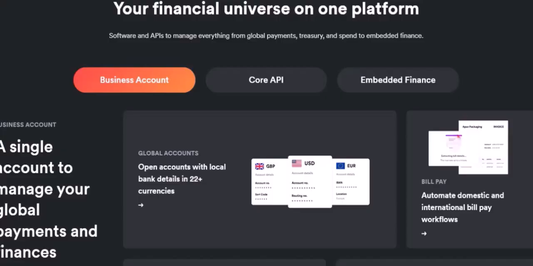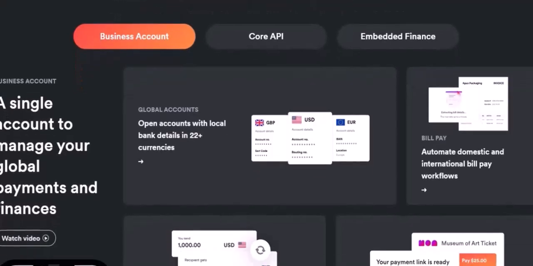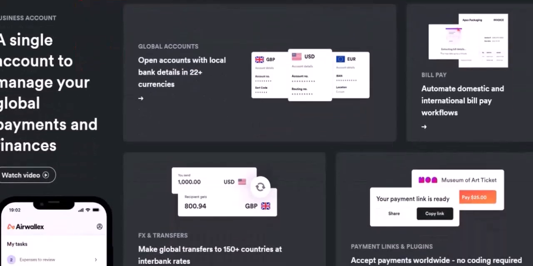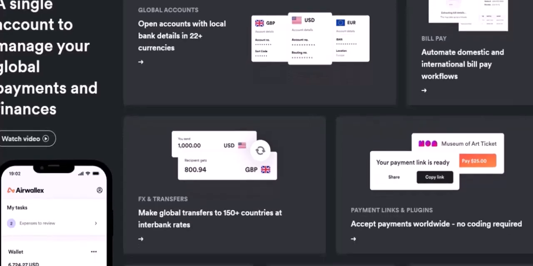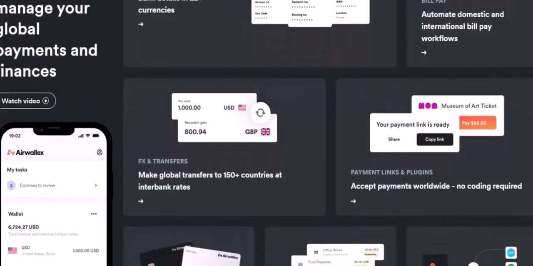Airwallex integrates seamlessly with accounting software and e-commerce platforms like Xero, Shopify, and Amazon. There are no integration fees, but certain payment gateway services may involve standard transaction charges that depend on the region and method. For instance, credit card payments or digital wallets might incur up to 2.9% plus a small fixed amount, similar to Stripe or PayPal.